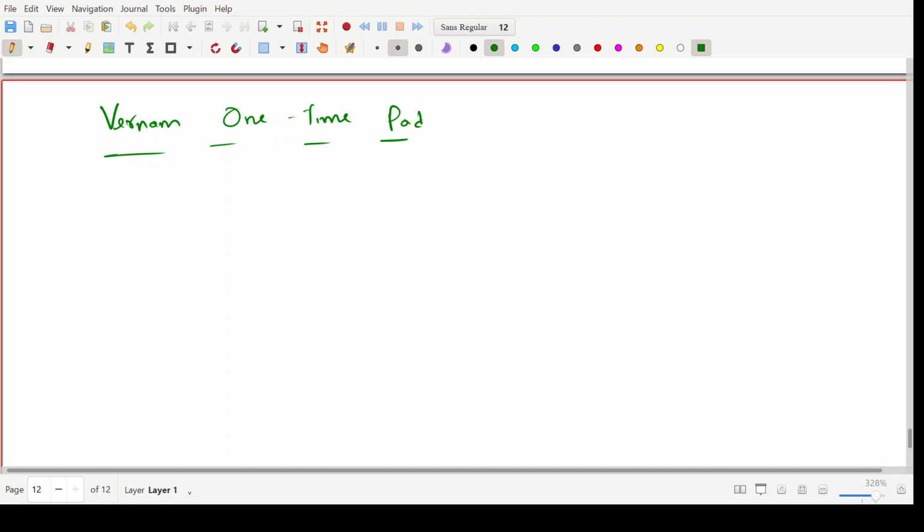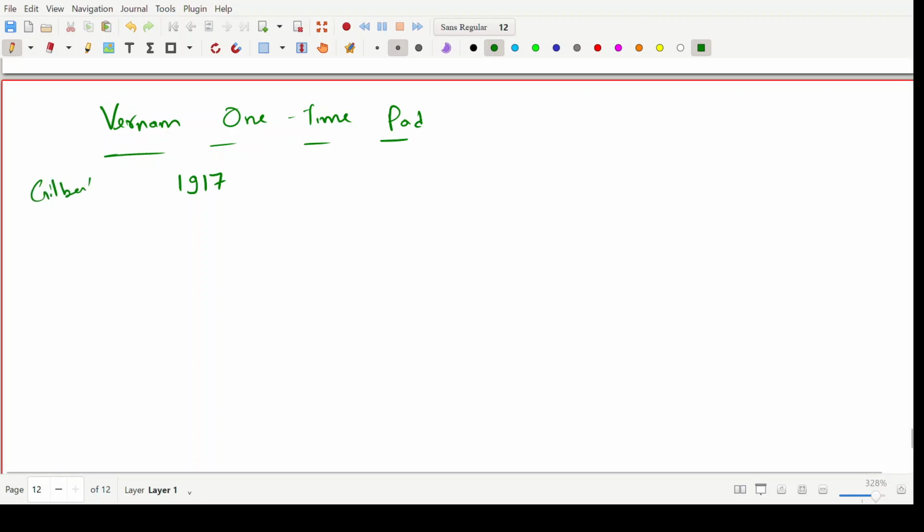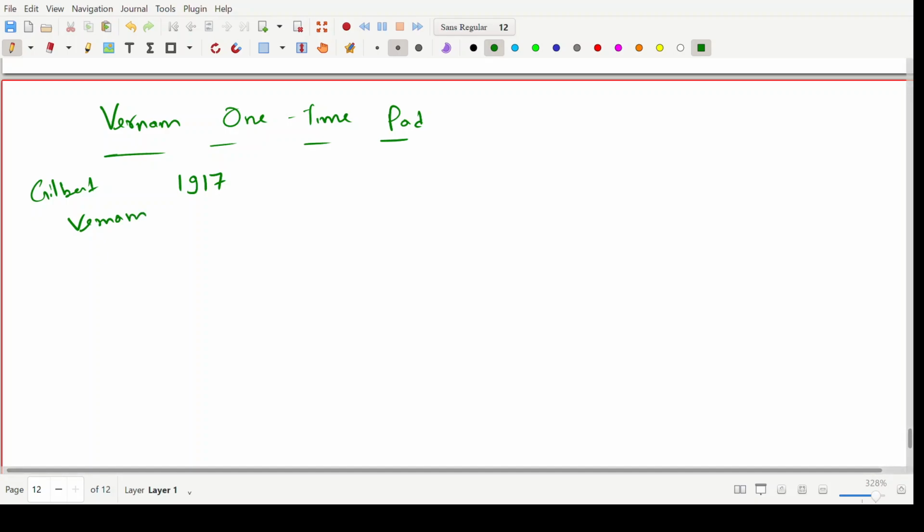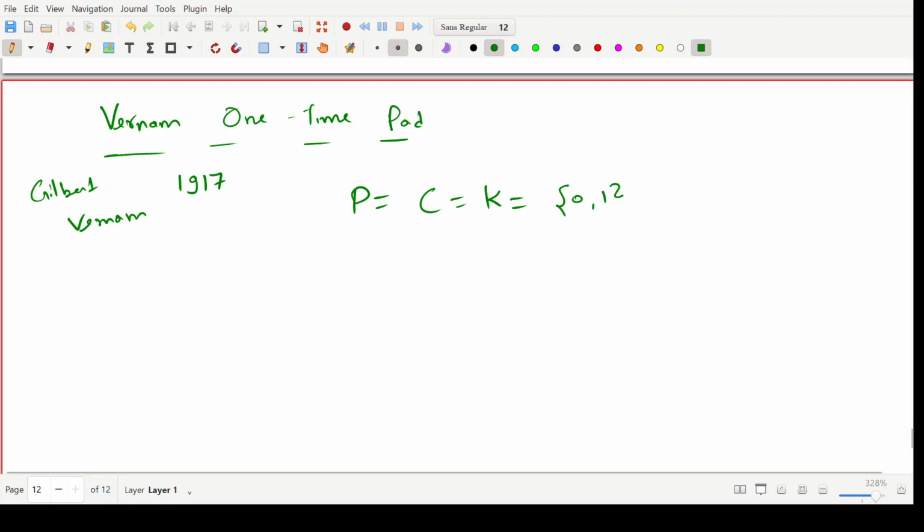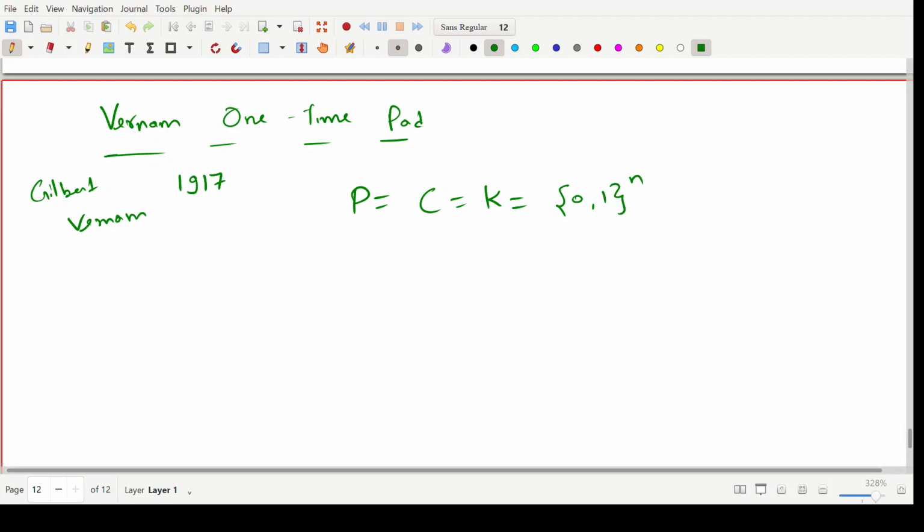It was proposed by Gilbert Vernam in 1917. In this crypto system, your plaintext space, ciphertext space, and key space are all the same, {0,1}^n. That is, n-bit length.